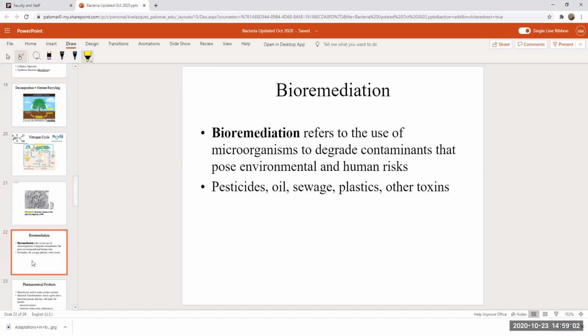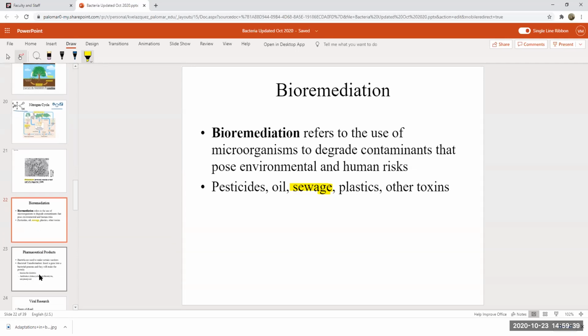Bioremediation, environmental cleanup. There are bacteria who can eat almost anything: pesticides, oil, sewage, plastics, other toxins in the environment. In San Diego County, our major sewer treatment plant is down at Point Loma, and it uses primarily biofilters that contain bacteria that decontaminate the sewage, break it down to where it's no longer harmful, and that sewage is then released into the ocean without causing harm to the organisms because of those beneficial bacteria that clean up the sewage.